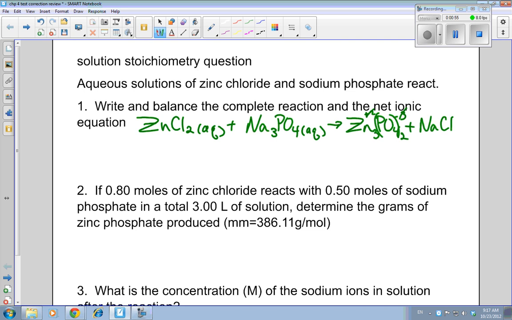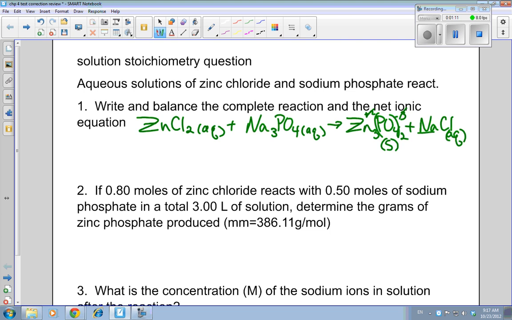Then now to look back at, did I form a precipitate? Well, we're going to find that most phosphates, unless they're with a group 1, are going to be a solid. They're going to be our precipitate. But sodium is an alkali metal. Pretty much those are always soluble in water.